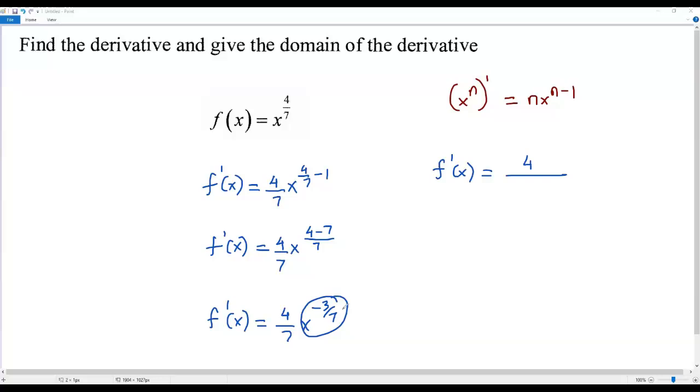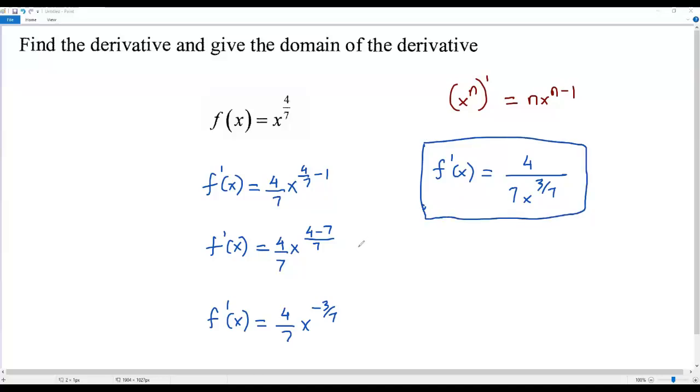I am moving this term to the denominator because my aim is to make this negative exponent positive. Already we have 7 in the denominator. When I move x to the power negative 3 over 7 to the denominator, it becomes 7 times x to the power positive 3 over 7. The negative exponent becomes positive. So now I got the derivative of the given function: f prime of x equals 4 over 7 times x to the power 3/7.